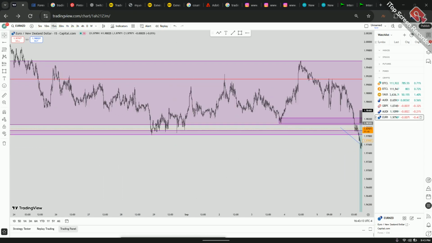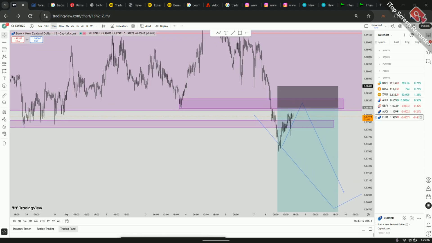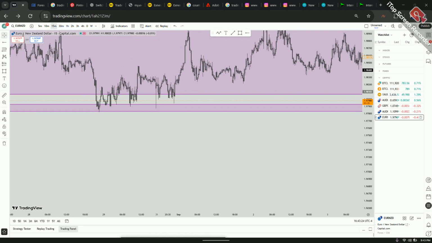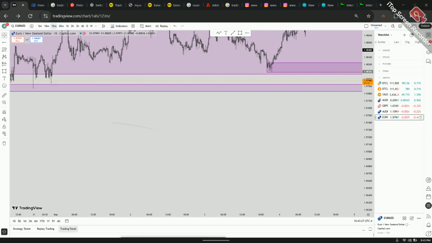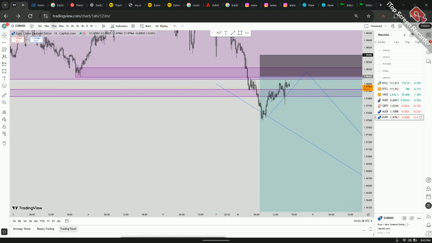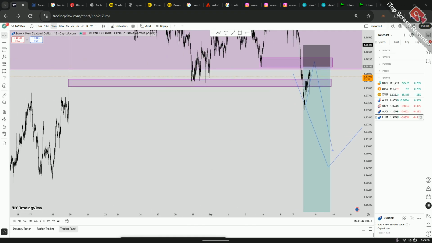Now you have seen that when I was on the 4 hour time frame, it was not giving me a clear sign that these breakouts were valid. But when I come to this lower time frame, I can now see clearly that this zone has been violated, so it's no longer valid.